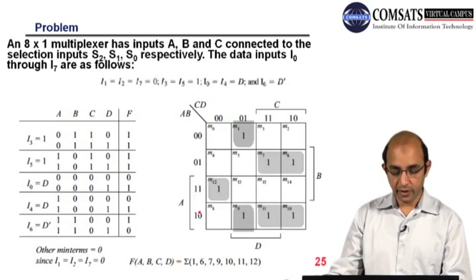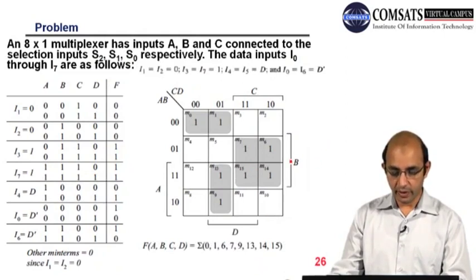So here we have the K-map. You can see we have M1, this is M1, and then we have M6, M7, M9, M10, 11 and 12. And you can see we have some pairs. And these are the minterms 1, 6, 7, 9, 10, 11 and 12.